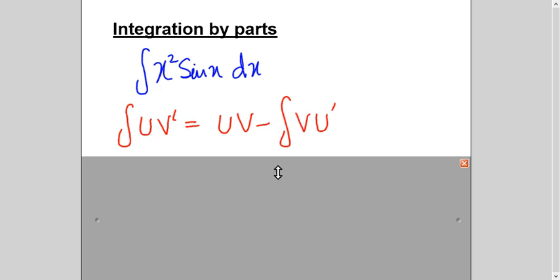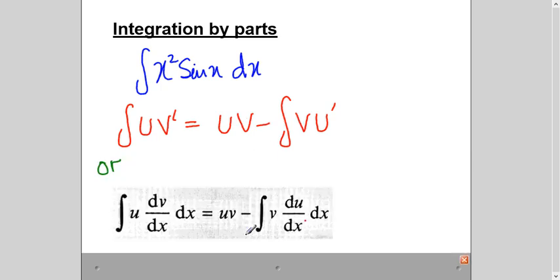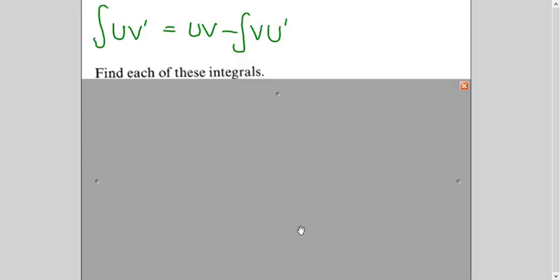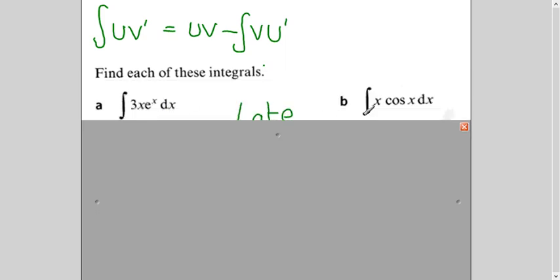The same formula is also written like this. I'm just telling you both ways so that if you see it somewhere, you do not get confused. v prime simply means dv over dx, and u prime simply means du over dx. So we are talking about this formula, right? And I took an example of a function here. So let's see two examples.